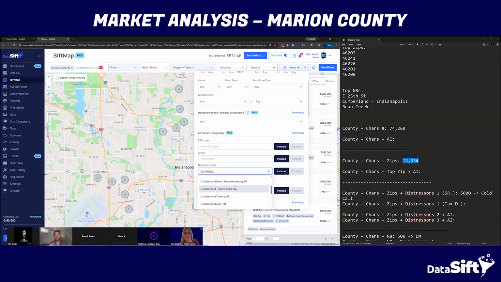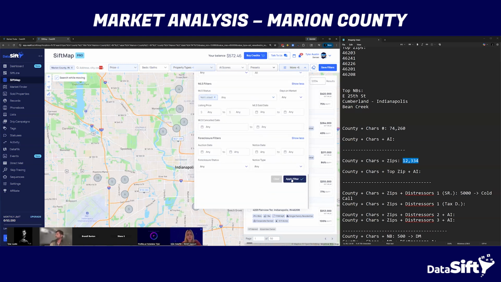There's a lot of Cumberlands, apparently. Cumberland dash Indianapolis. And then Bean Creek. If there's more than one of those, I'd be surprised. There we go. Okay. All right. So we just do those neighborhoods now.